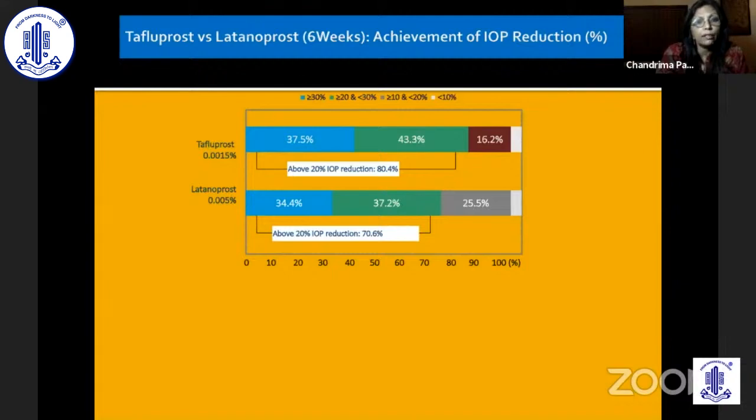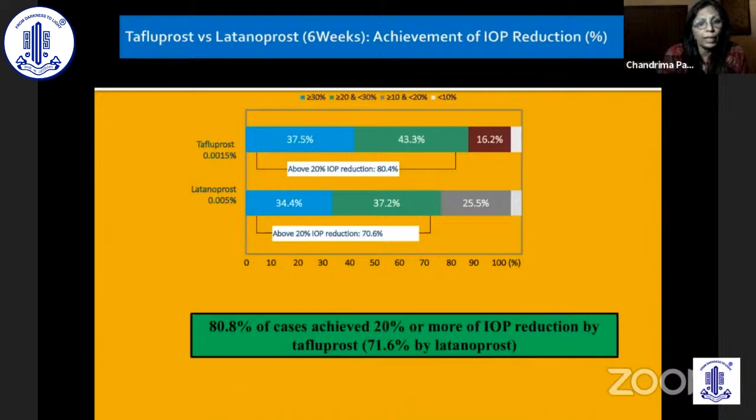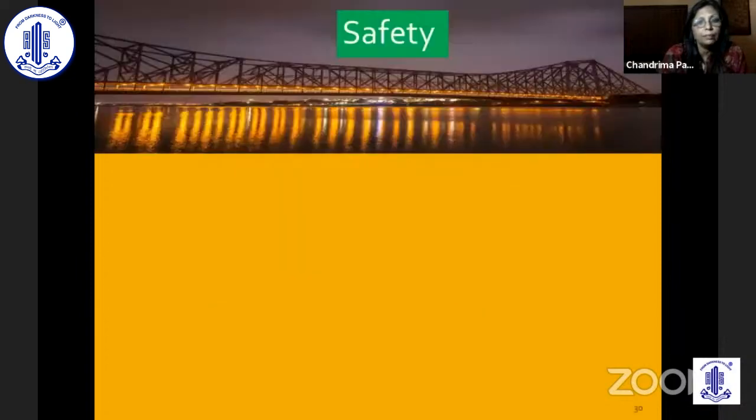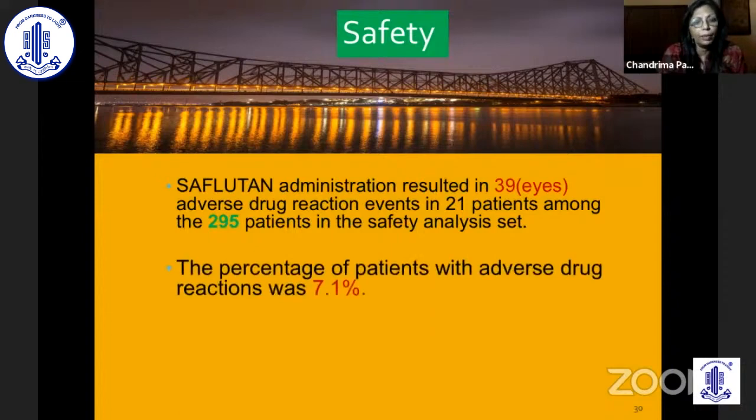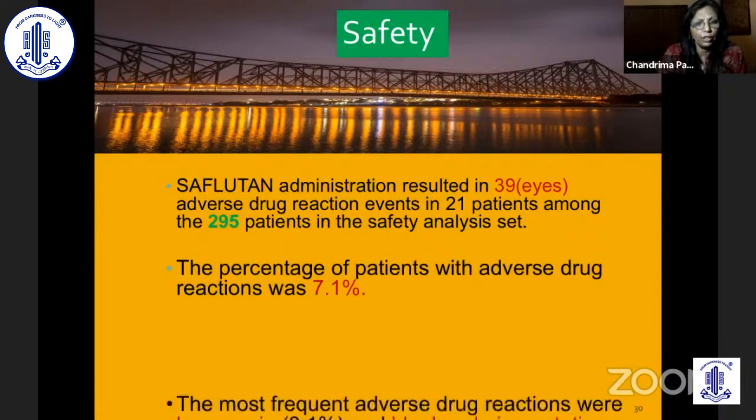And that actually is tafluprost versus latanoprost at 6 weeks, achievement of IOP reduction. So here as well, we saw 80.8% of cases achieve 20% or more IOP reduction with tafluprost as compared to latanoprost, which achieved 71.6%. On the safety profile, Saflotin administration resulted in 39 eyes which had adverse reactions in 21 patients out of the 295 patients whom we could actually follow up, considering all the lockdown and everything that we had. And the percentage of patients with adverse drug reaction was about 7.1%.